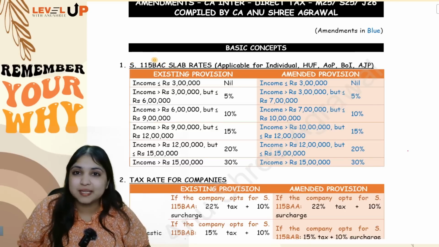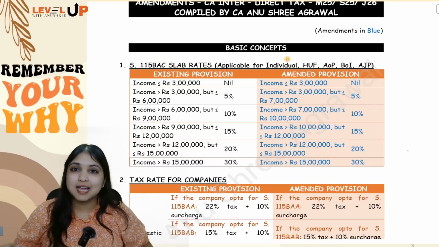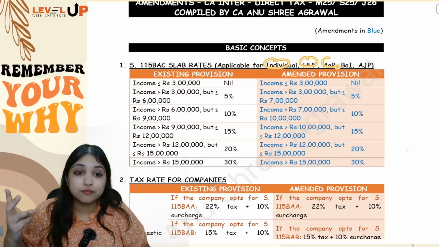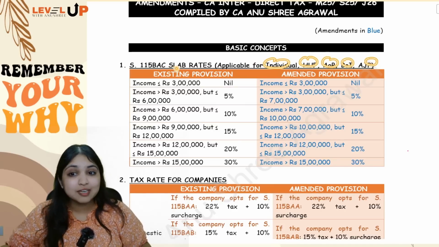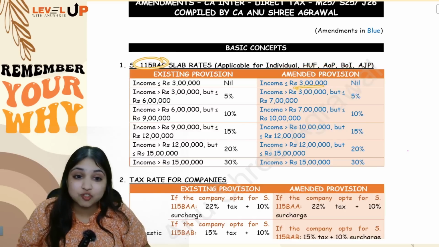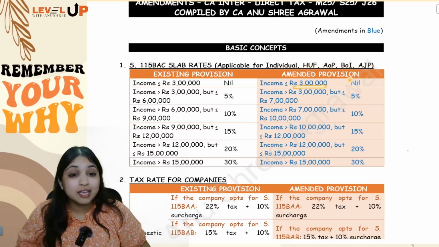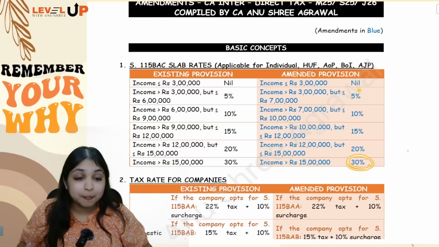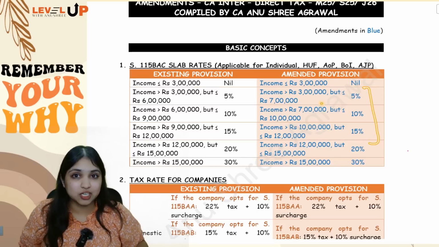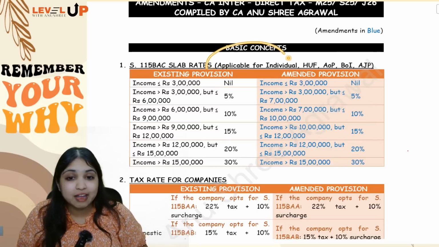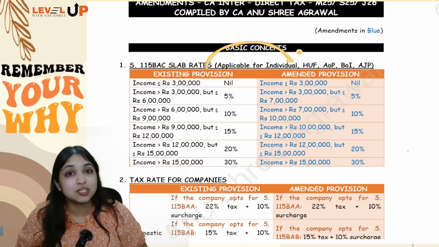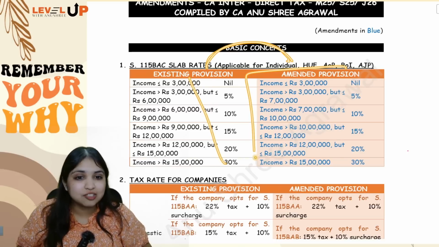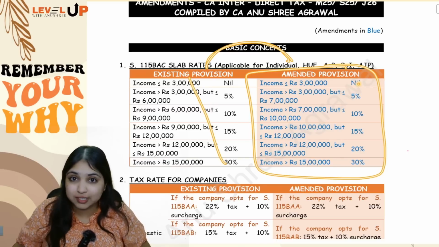Even now 115BAC is not applicable to everybody. It is applicable only to individual, HUF, AOP, BOI, AJP. Even now in 115BAC, the basic exemption limit is 3 lakhs. Even now the maximum tax rate is 30% only. Only the slabs in between have changed. Here I've brought both the existing provision and the amended provision. You can learn the amended provision alone for this year.